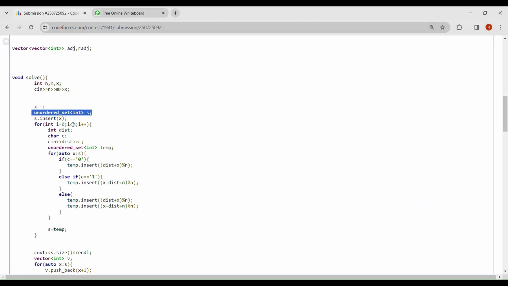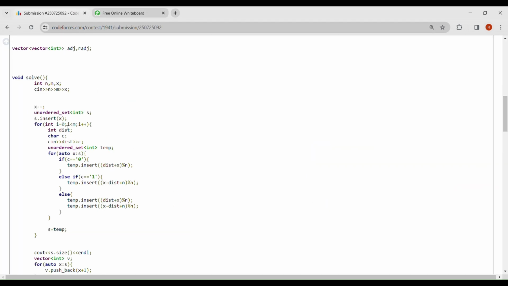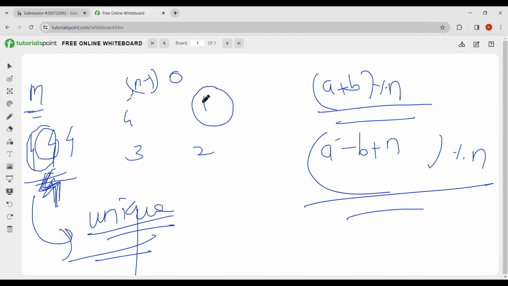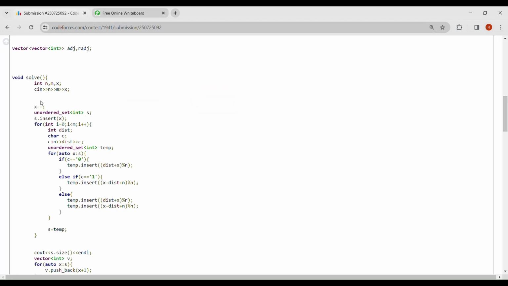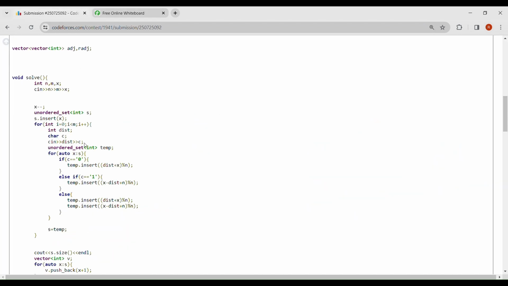Firstly, in my first solution, which was accepted, I am using set only, but I thought there is no requirement of sorting or anything like that. So later I changed to unordered set. In the unordered set, I just push the starting position, because it is given. I converted it into zero-based indexing this way. So I push that value into it, and then later I traverse through the m operations.